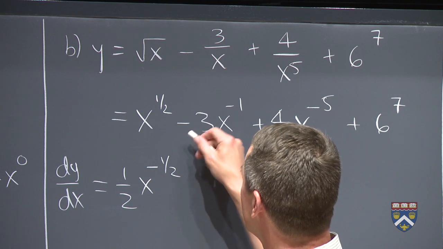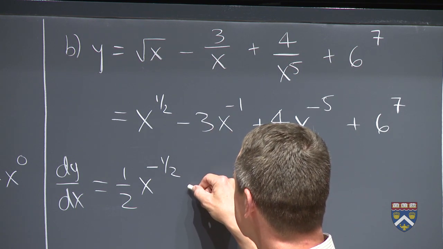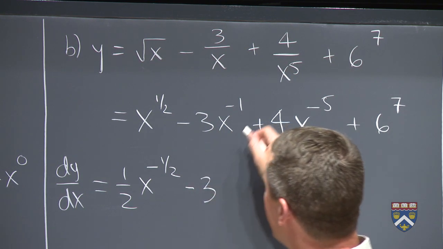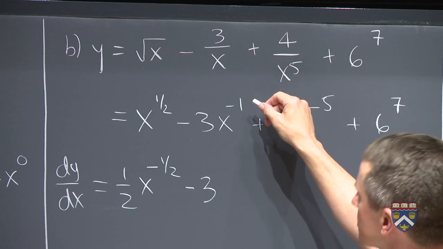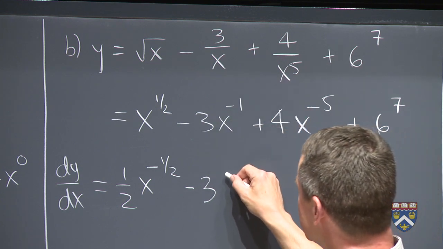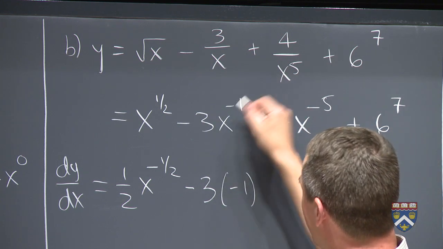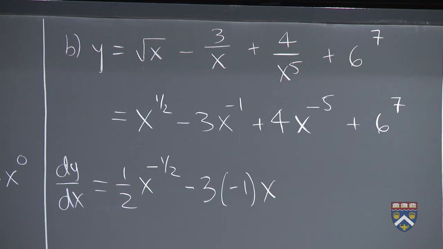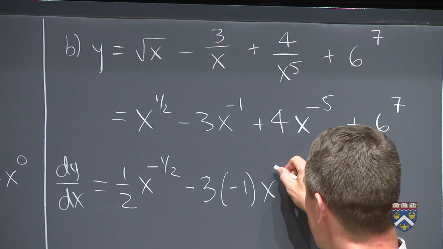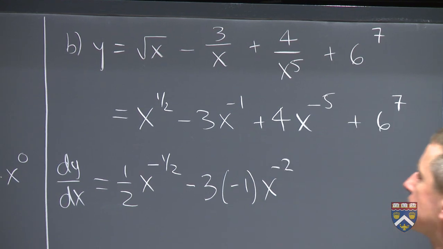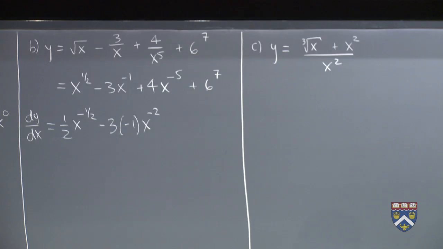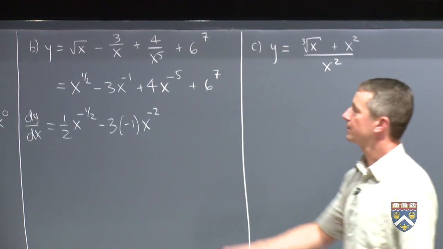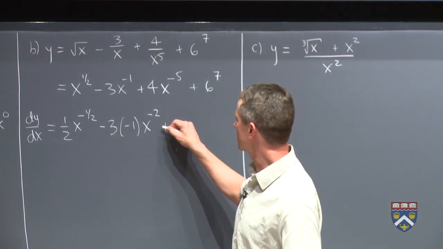So here the constant multiple rule says the -3 stays, and then the power rule says the -1 comes down, and then this becomes x to the what? We want to subtract 1 from it, so -1 minus 1 is -2. And then we have another sum, so we do our sum rule.